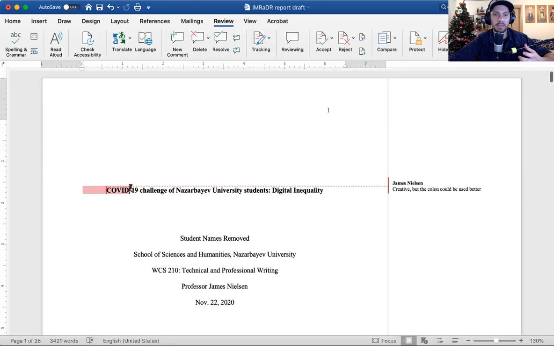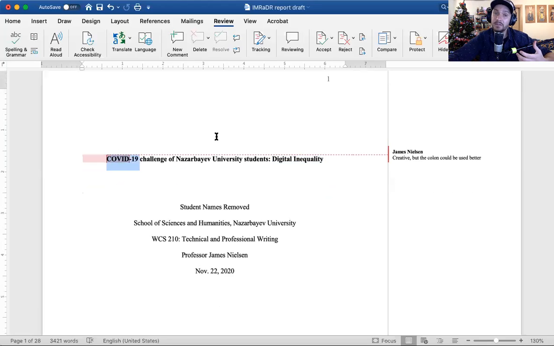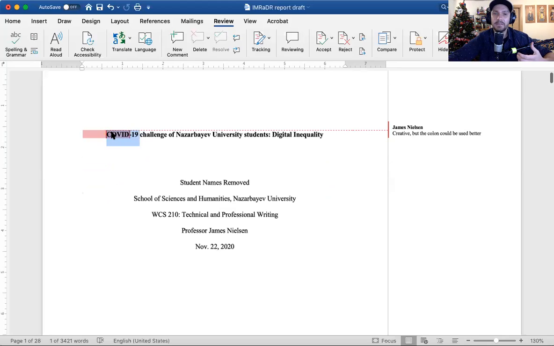Here it says COVID-19 challenge of Nazarbayev University students, digital inequality. It's creative, but I don't think it's super clear, and I think it could be more effective, and I think it could be more directly related to their actual problem, which is a little bit less about COVID-19 and a little bit more about digital inequality. Not saying we can't have the word COVID-19 here, but I feel like it doesn't quite explain.